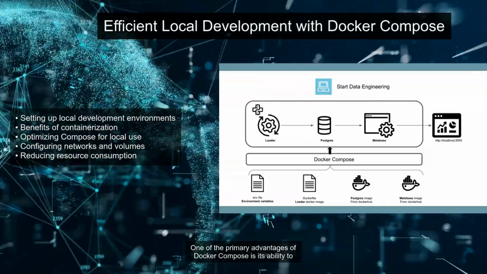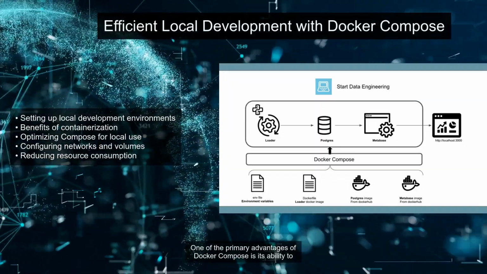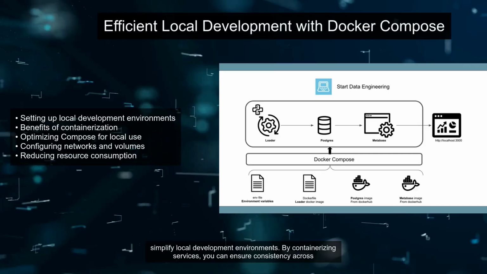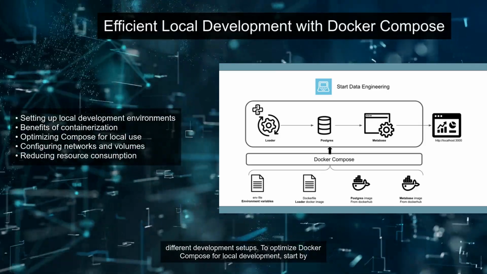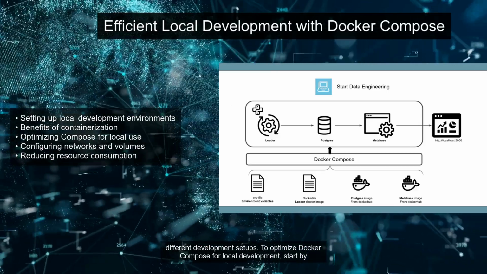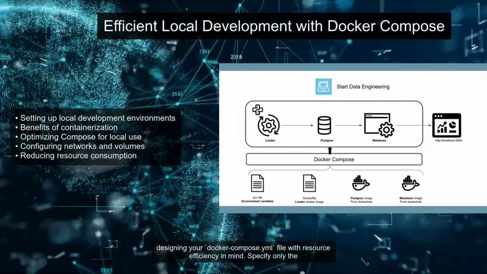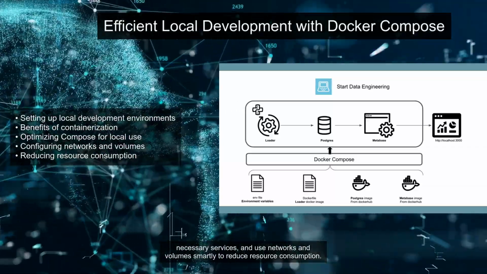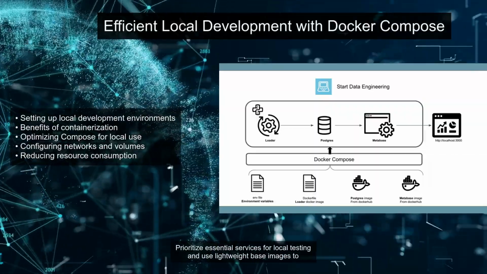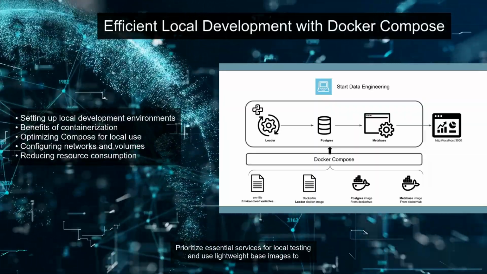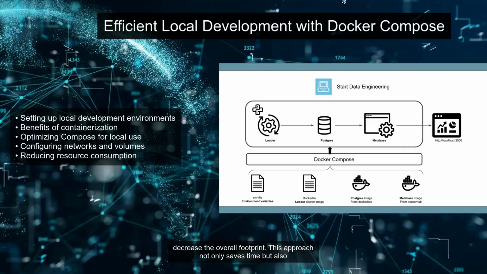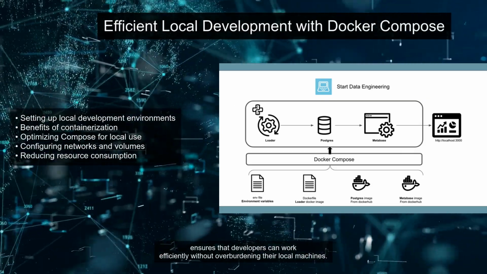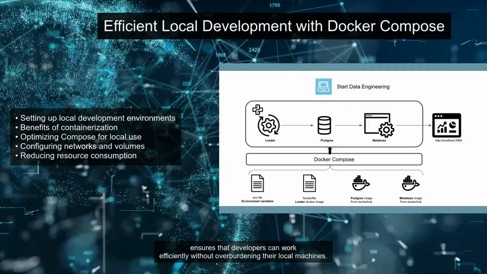One of the primary advantages of Docker Compose is its ability to simplify local development environments. By containerizing services, you can ensure consistency across different development setups. To optimize Docker Compose for local development, start by designing your docker-compose.yml file with resource efficiency in mind. Specify only the necessary services, and use networks and volumes smartly to reduce resource consumption. Prioritize essential services for local testing and use lightweight base images to decrease the overall footprint. This approach not only saves time but also ensures that developers can work efficiently without overburdening their local machines.